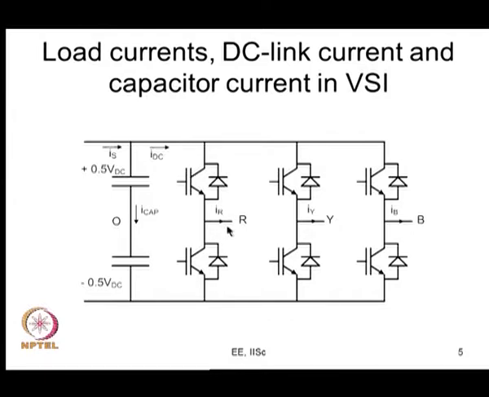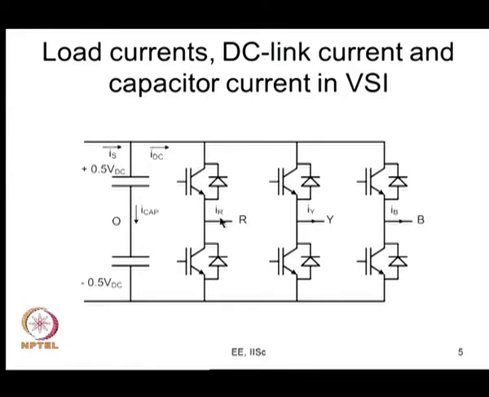So, the next question is, if this current IR is what is flowing here, what is the current through the top device, or what is the current through the bottom device? Let us say what is the current through the top device. So, this IR flows through the top device if the top device is on. Otherwise it flows through the bottom device. That is as simple as that now.